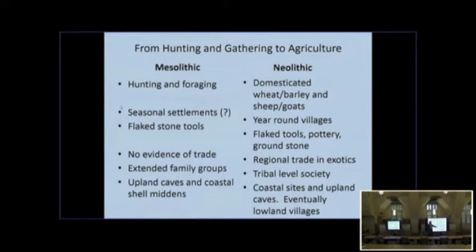Regional trade and exotics, we see that, so we have evidence of trade, but I will also contend that one of the reasons we see regional trade in exotics is because we have exotics that we can actually trace, whereas before you didn't really have much. It's very difficult to trace flakestone tools. Tribal level societies, so this is basically clan-based societies that we're looking at. Coastal sites and upland caves, very similar to what you had before, and then eventually you have these lowland villages that start to appear, these kind of ugly wattle and daub things, right?